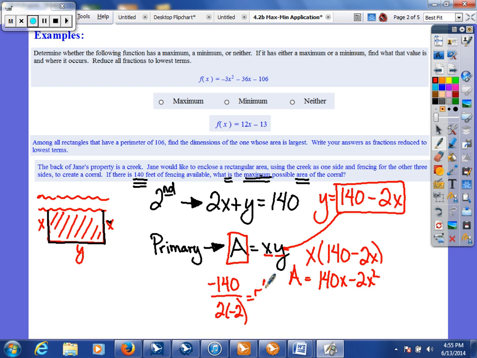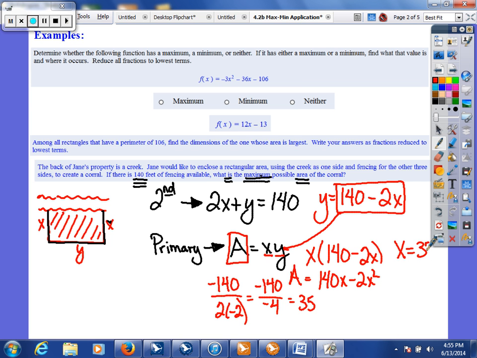So we end up getting negative 140 divided by negative 4. If you type that into a calculator, or however, you're just going to reduce it. 140 divided by 4 ends up being 35. So our x value is 35. So we know what the x is.